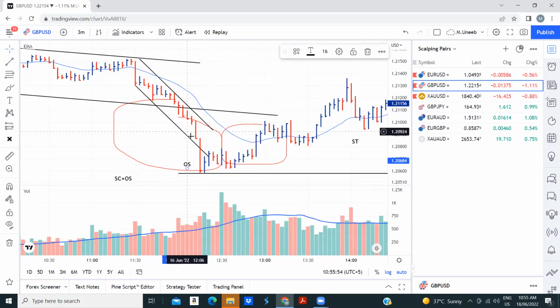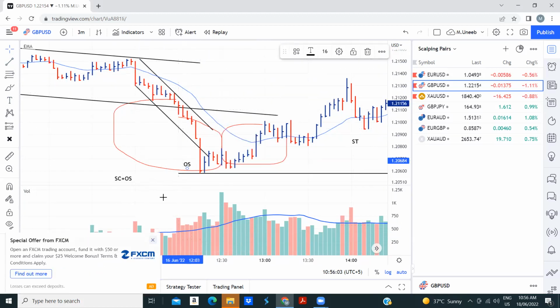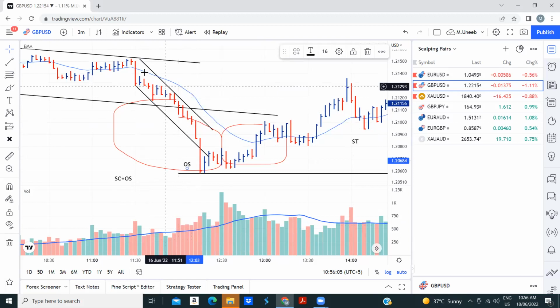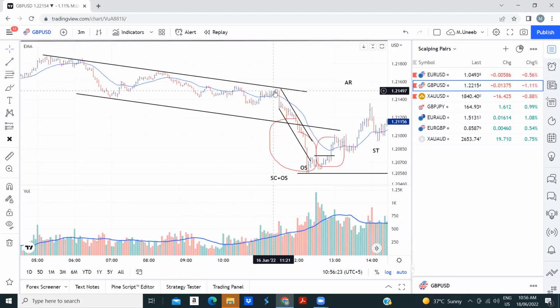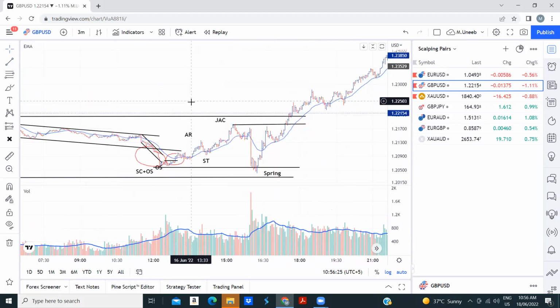And then we have a sudden acceleration to the downside. This cannot be oversold. Why? That's why we have to draw another channel from here to here, a second channel, because here we have a sudden acceleration, huge spread, huge volume. And then this is AR, automatic reaction, secondary test, spring, and after the spring, this is JAC. Got it?